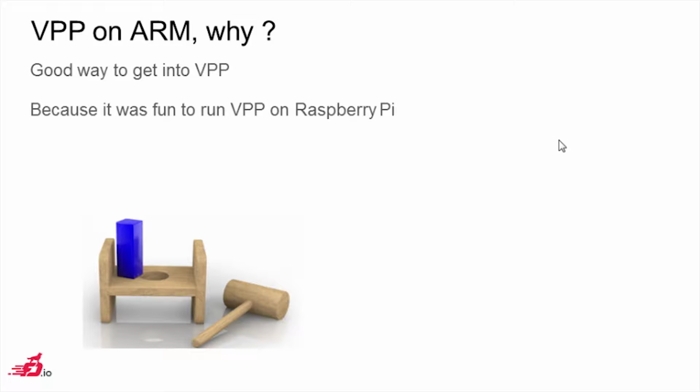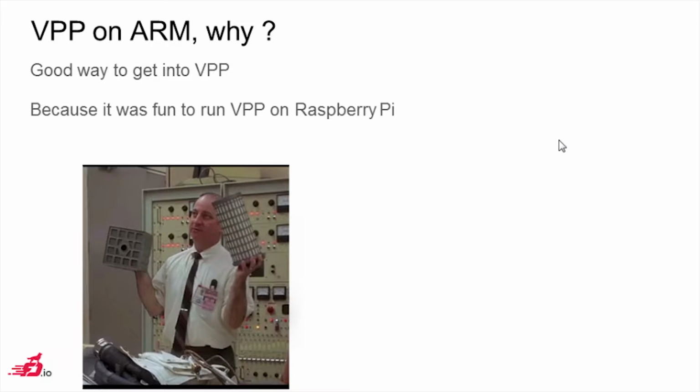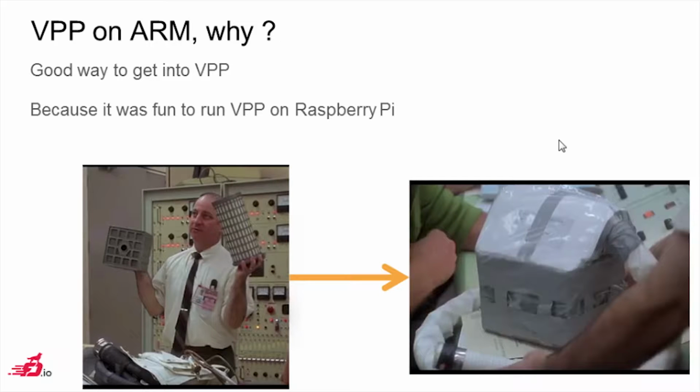So why VPP on ARM? Because in my opinion, it was a good way to get into VPP, just to play with it. It was really fun to run VPP on a Raspberry Pi, and as we're all babies, it's always a matter of getting a square peg into a round hole. Even when we are bigger, we do the same thing, and maybe sometimes we manage to do it.